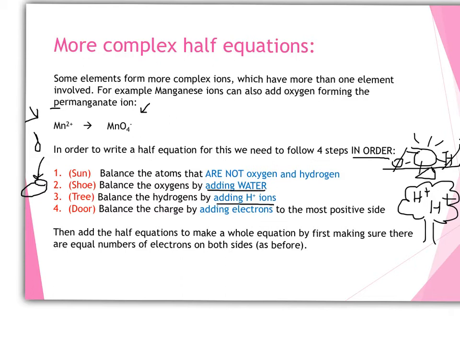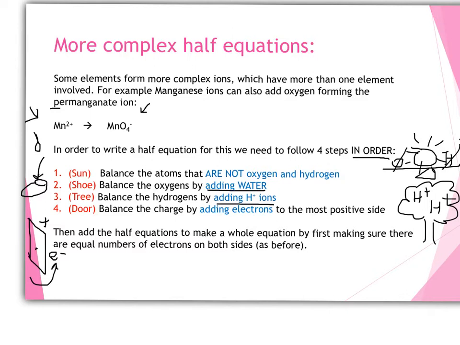And then finally, the 4th step is 4 door. So you want to picture a door, and you're adding electrons to the most positive side. So if the positive side's that side, you're going to add electrons to it. Okay, so that's how you balance a half equation that's more complex and entails more than one element.